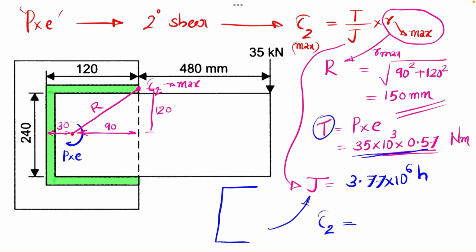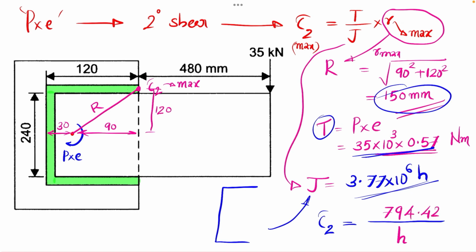So secondary shear stress will be equal to torque, that is this value, into R max, which is 150 mm, divided by J, this value. So finally we will be having an H in the denominator and a numerical value will be coming in the numerator, and that is 794.42 divided by H will be the expression for the secondary shear stress.